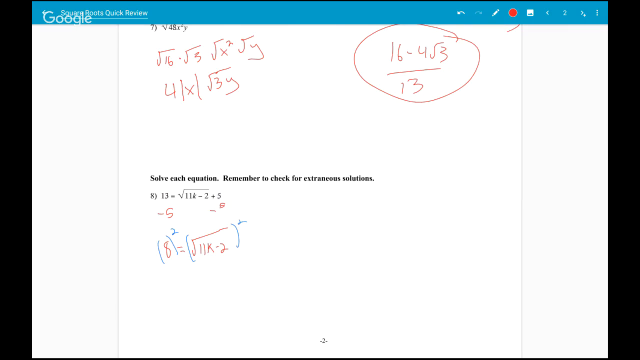What I get over here is 64. Over on the square root, squaring a square root simply cancels it out. That's all it really does. So that's just going to turn into 11k minus 2. At this point, I've gotten rid of the square root. All I'm doing is solving for k. So I'm going to add 2 to both sides. I get 66 equals 11k. I divide by 11. I get k equals 6.